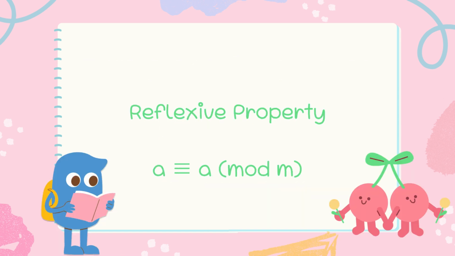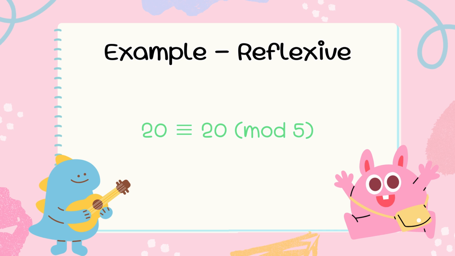Reflective property. The first property is the reflective property. This property means every number is congruent to itself. Example: 20 is congruent to 20 modulo 5. This is true because every number has the same remainder as itself.